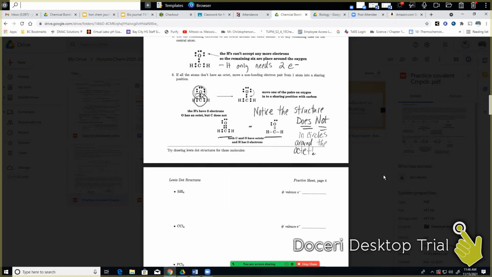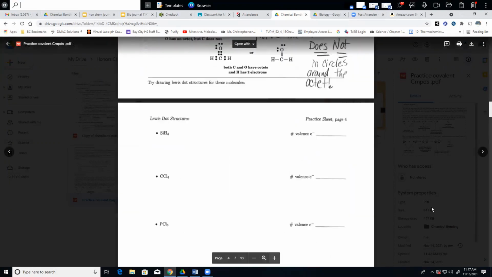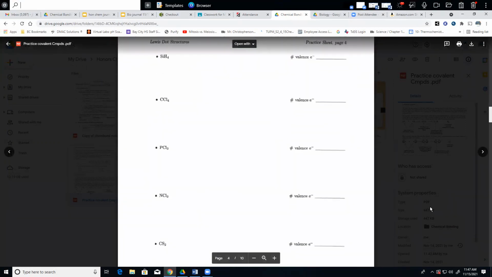All right, so let's look at a couple and walk through those on the practice. We'll just start with your SiH4. On the key, when you get to it, you'll notice some words like tetrahedral or maybe linear or trigonal pyramidal. We're not going to get to that till after Thanksgiving, so don't be worried about that right now, but we'll be able to come back to these and use it for that lesson too.